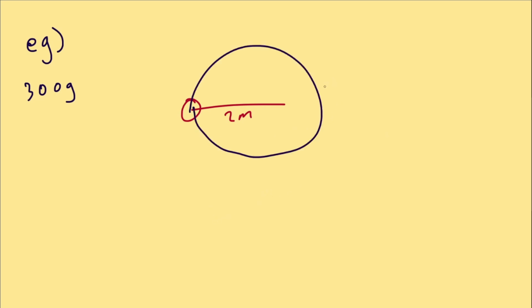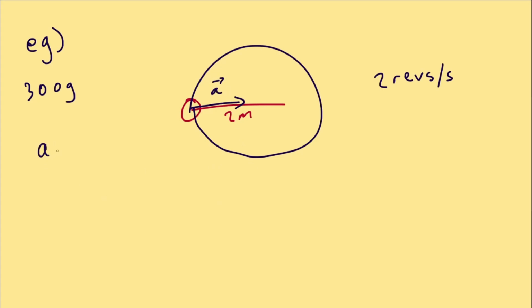Let's say you have a ball, and your ball is 300 grams. You've attached it to the end of a rope, which is 2 meters long. You decided to start swinging it in a circle for whatever reason, and it makes 2 revolutions per second. What is the centripetal acceleration? Which is this, remember?